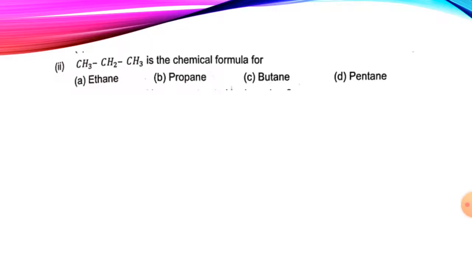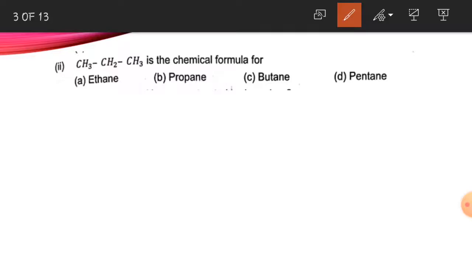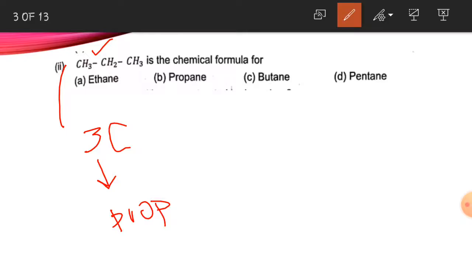Another MCQ. In this MCQ, a structure is given and we have to write the chemical formula for this structure. Now if you look at the structure, you will see that there are 3 carbon atoms, so we will be using the prefix "prop", and since it is an alkane, we will use the suffix "ane". So this means that the chemical compound is propane.